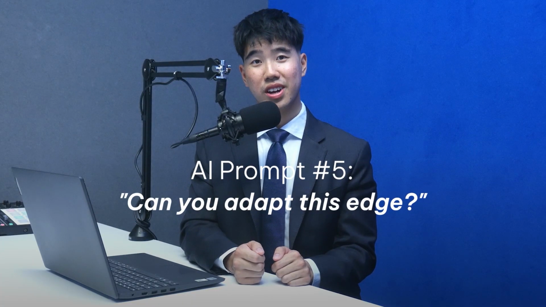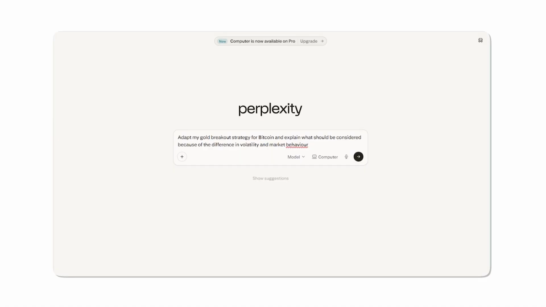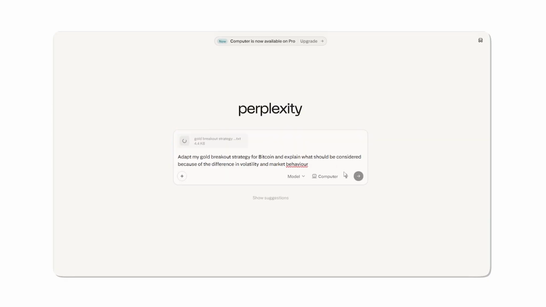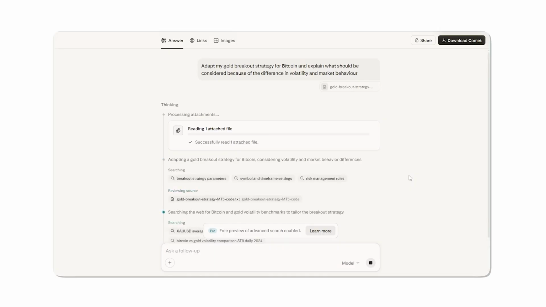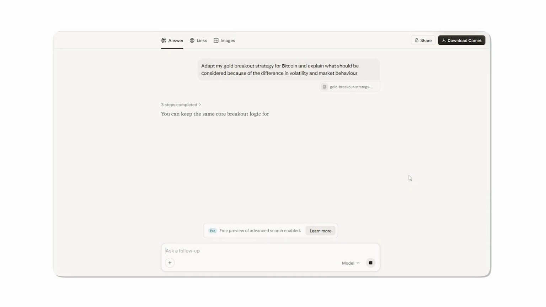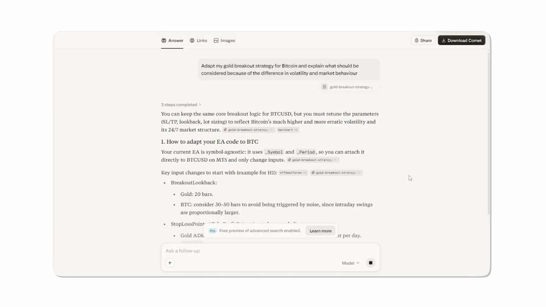The fifth prompt is to ask the AI to adapt a strategy to a different market. This is useful when you have a strategy that potentially works in one market, but you want to see how it might need to change in another. For example, a setup designed for gold may need different parameters when applied to Bitcoin, indices, or Forex, because volatility, session behavior, and price structure can all differ.